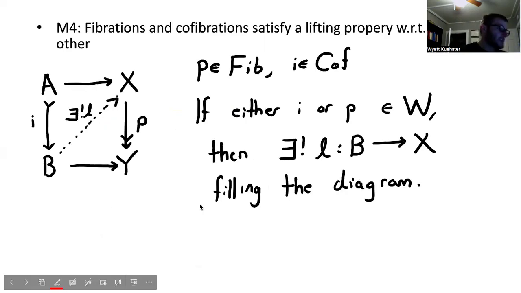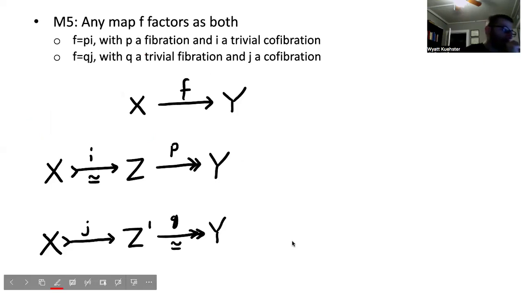Now, cofibrations and fibrations should have this sort of lifting property. That is, if I have a square where the right side is a fibration and the left side is a cofibration, if either one of these is also a weak equivalence, then I get to lift the bottom map from Y to X. Okay, that's M4. And then finally, M5 is any map factors as a fibration and a trivial cofibration.